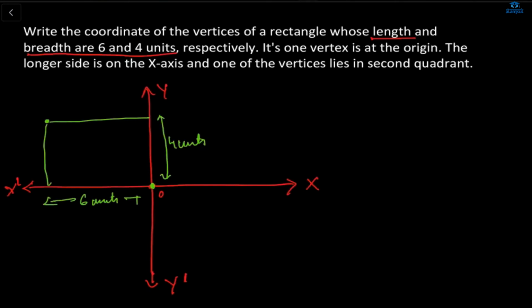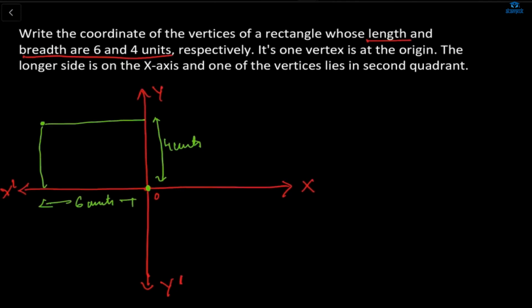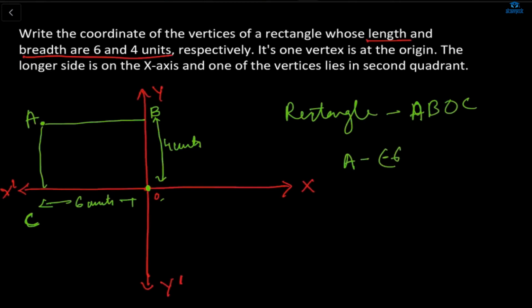Now one of the vertices lies in the second quadrant. So what we have to tell is the coordinates of the vertices of the rectangle. If I mark it A, B, this is O and C, your rectangle is ABOC. Now A point will be -6, 4.